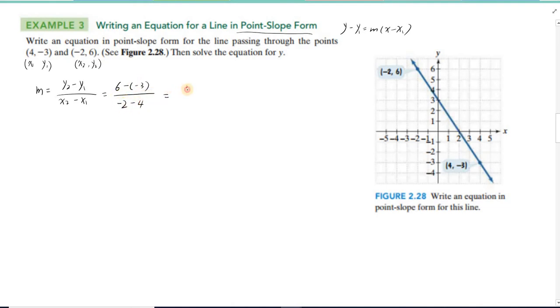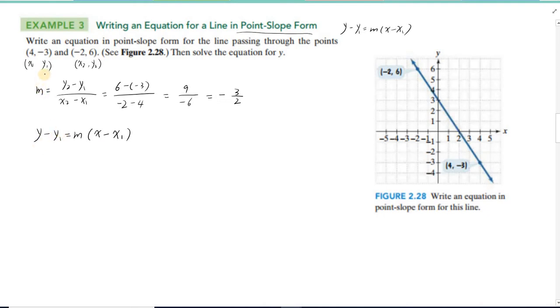So simplify this, it's going to be 9 over -6. So that will be -3 over 2. Okay, so that is our slope. Once we have our slope, you can use any point. I'm just going to use this point, 4 and -3. I'm just going to write down the point-slope form.